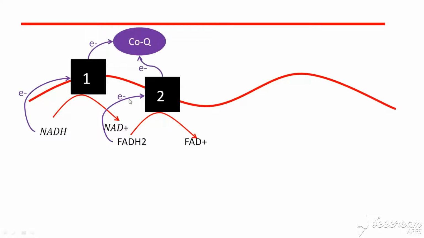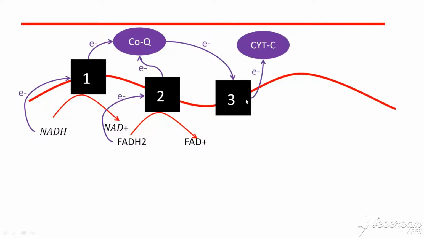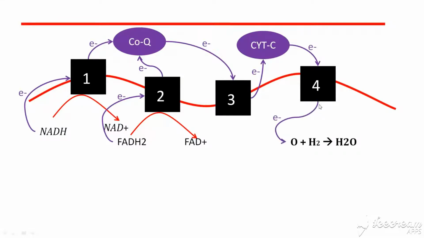Both complex 1 and complex 2 are then going to transport their electrons to coenzyme Q. Coenzyme Q is going to hand it down to complex 3. Complex 3 is going to give it to cytochrome C, and cytochrome C is going to hand it down to complex 4. Complex 4 is then going to donate its electron to oxygen. That's going to react with hydrogen to form water, and this is going to be the last step in electron transport.